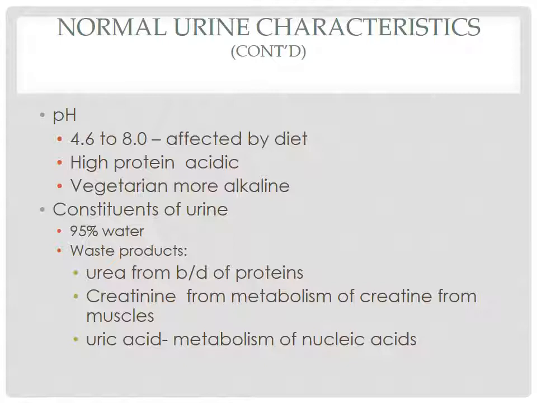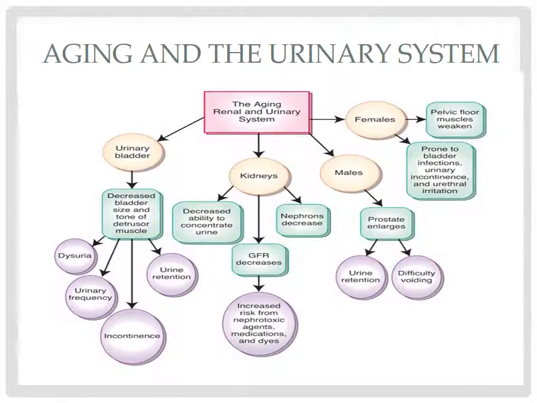What is urine made up of? Most urine is made up of water, about 95%, and the remaining is the waste products, including urea from the breakdown of proteins, creatinine from the metabolism of creatine in muscles, and uric acid, which results from the metabolism of nucleic acids and proteins.